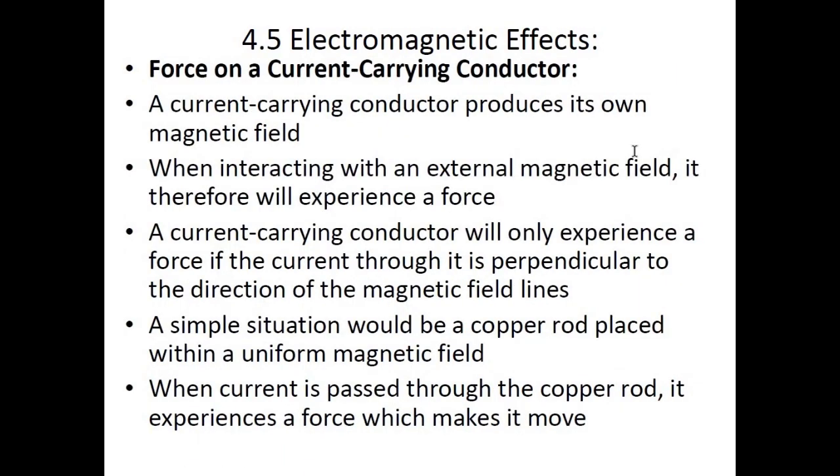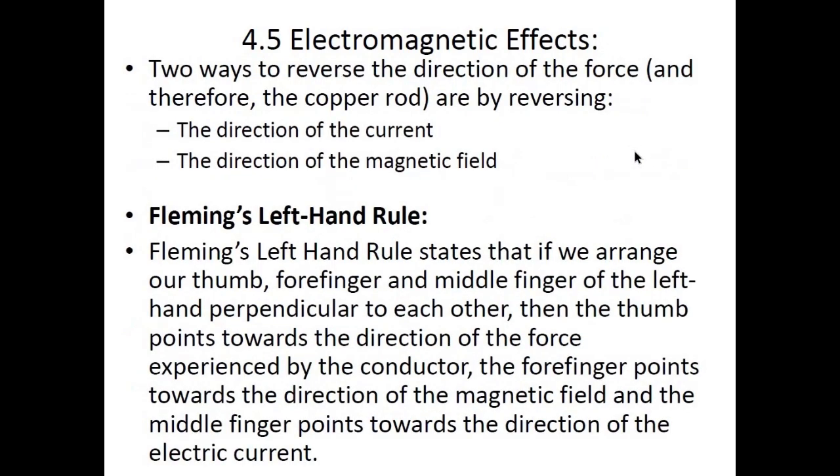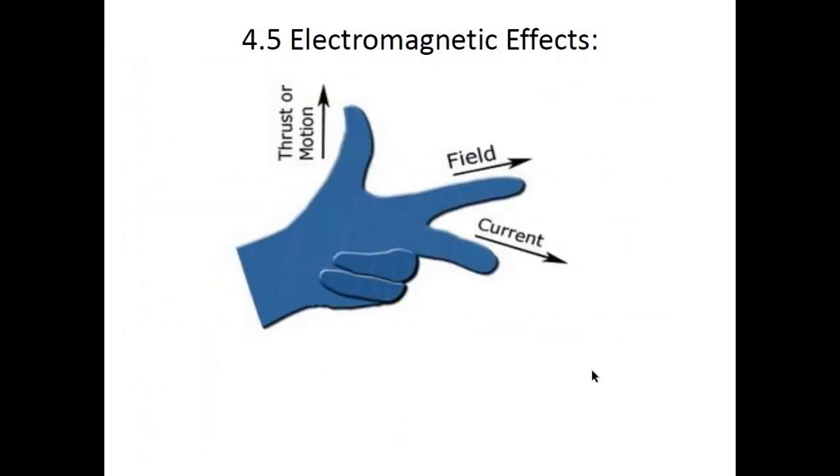When you have to calculate the force on a current carrying conductor, then you have to apply Fleming's left hand rule, which states that if you place the first finger, second finger and thumb of your left hand in this way, that all three of them are perpendicular to each other, then your thumb points towards the force or the motion, your first finger points towards the magnetic field or the magnetic flux, whereas your second finger points towards the direction of the current.